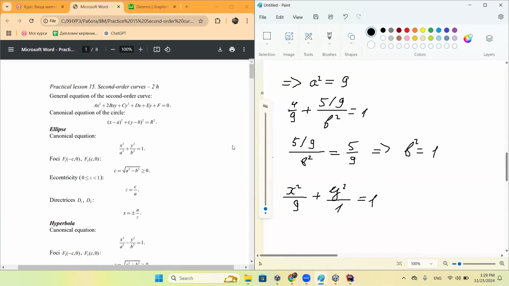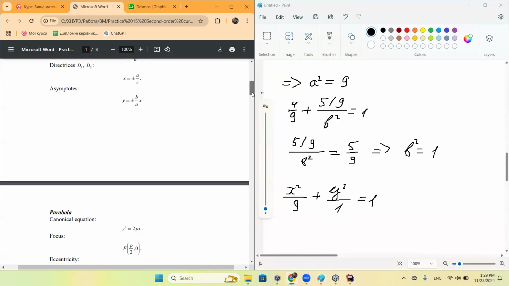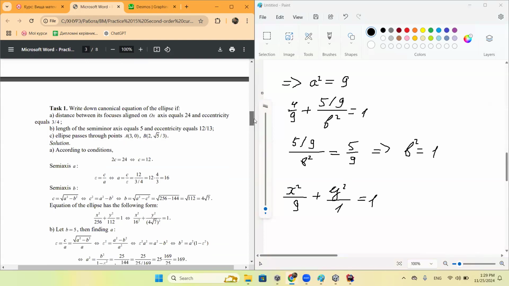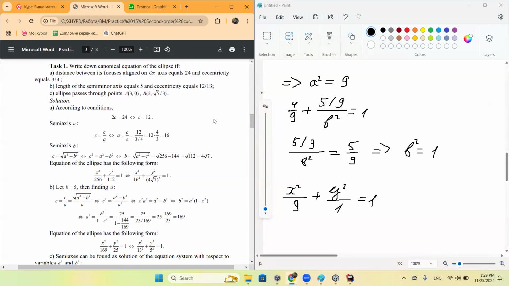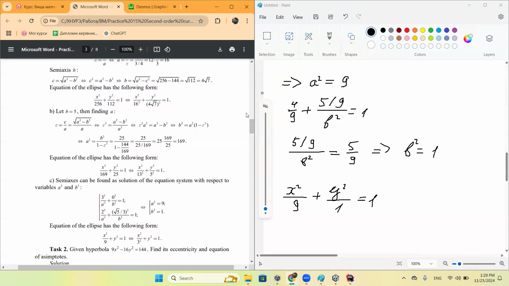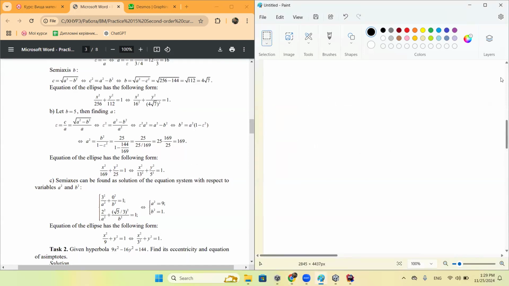So, any questions about this task? A, B, C parts? No. Okay, no questions. So moving to the next exercise.